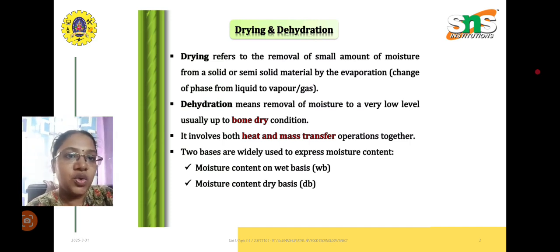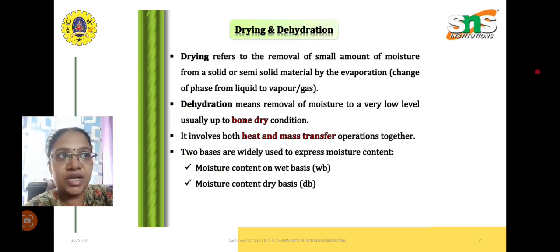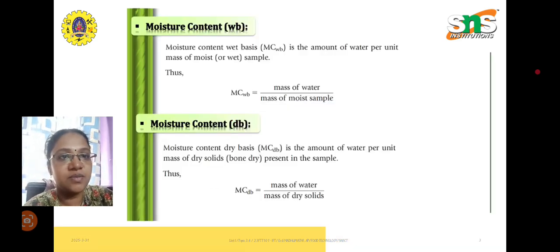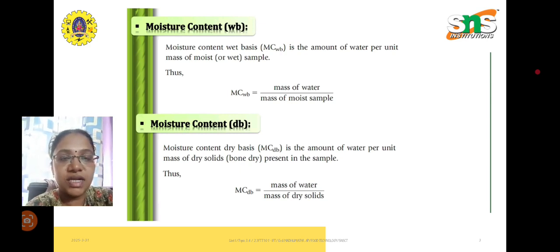Okay, so there are two bases that are widely used to express the moisture content. Since we are going to deal with drying and dehydration, the main concept behind both is the role of moisture content. So moisture content on the wet and dry basis plays the major role. What do we mean by moisture content on wet basis? We calculate the moisture content in the wet sample: the mass of water divided by the mass of the moist sample. So how much water divided by the moist sample, that we call the moisture content on wet basis.